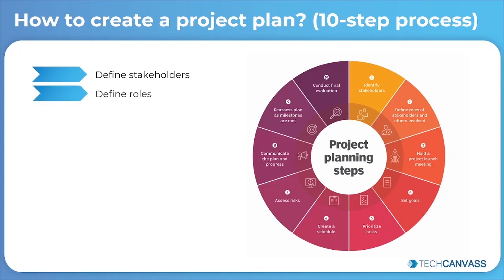The second one is define roles. Each stakeholder's role should be clearly defined. Some people will fill multiple roles, however. The third one is introduce stakeholders. Hold a meeting to bring stakeholders together and unify the vision behind the project. The topics covered should include scope, goals, budget, schedule, and roles.